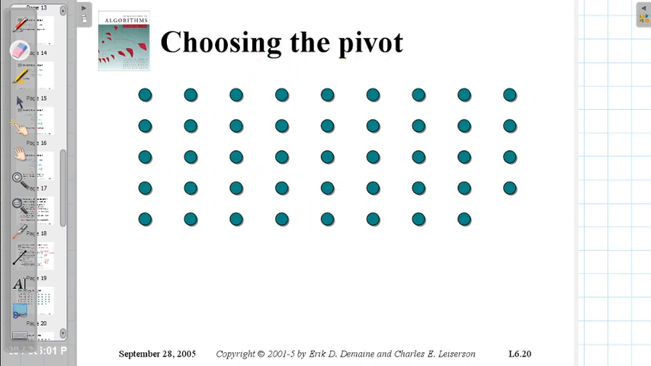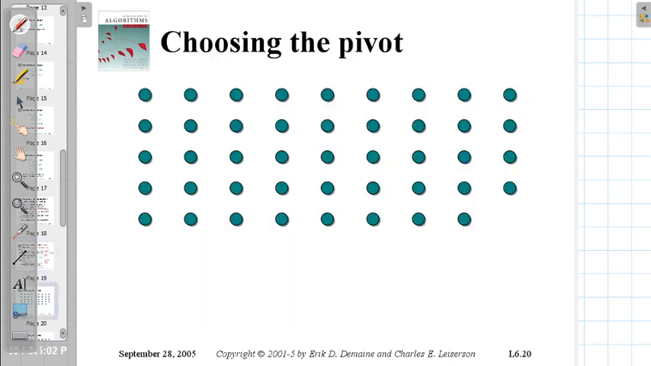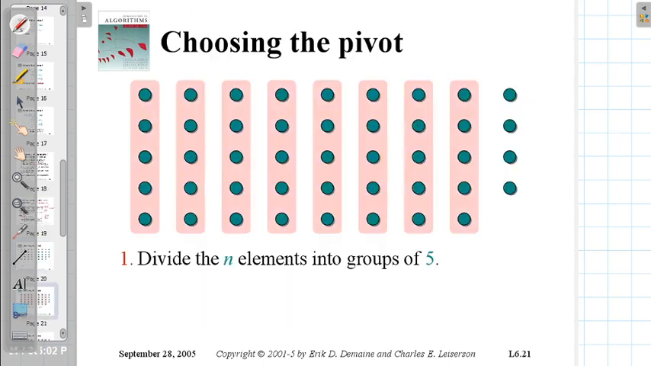I will not clutter the picture. So what we have to do is divide the list into groups of 5. Divide n elements into groups of 5, and find the median of each 5-element group.